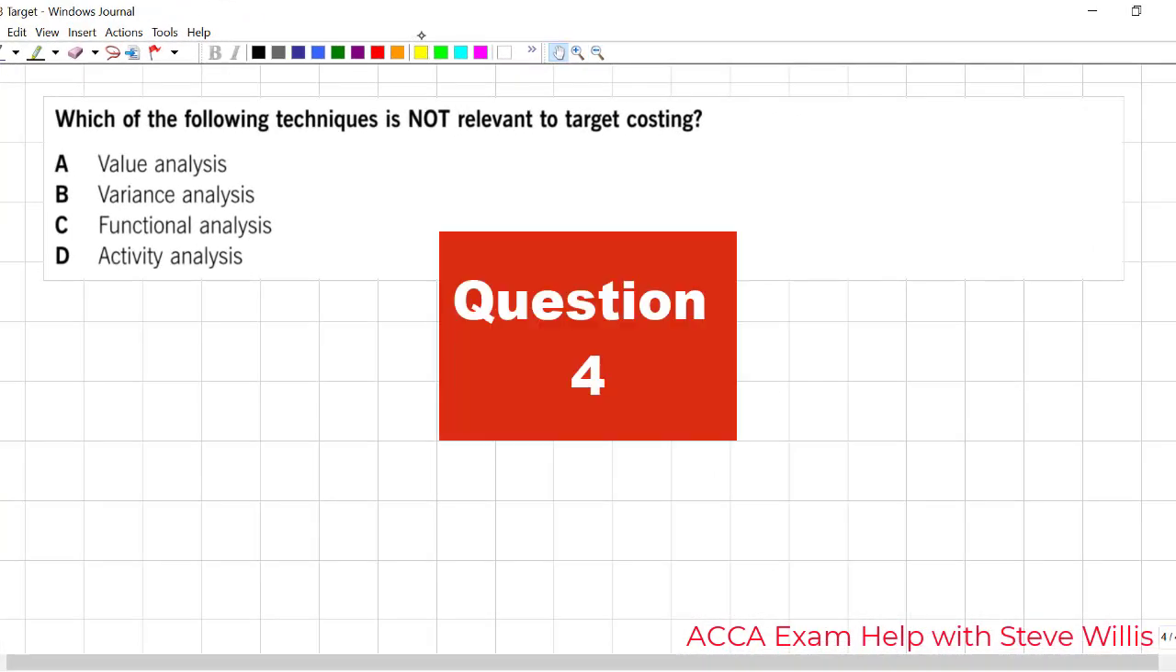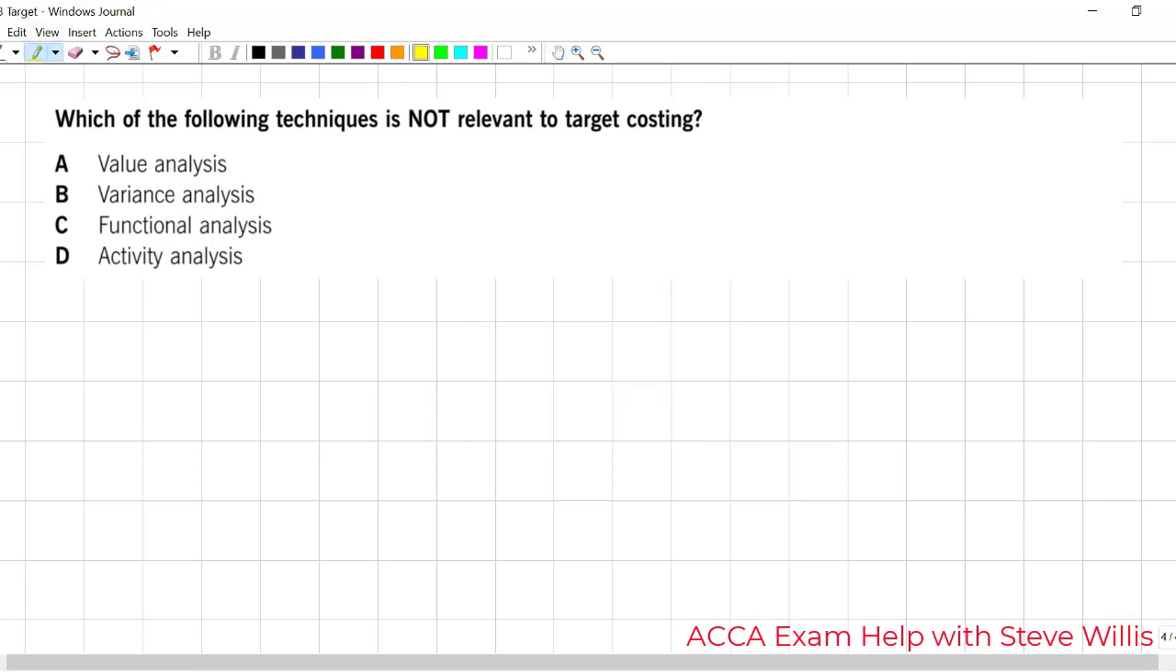Here's the last question of the set. It looks easy, but it's actually a little bit tricky, and this requires a deeper understanding of the concept of target costing. If you just had a very cursory glance at the notes, your course notes, maybe you missed this. Let me show you what it's all about. We're talking about which of the following techniques is not relevant to target costing.